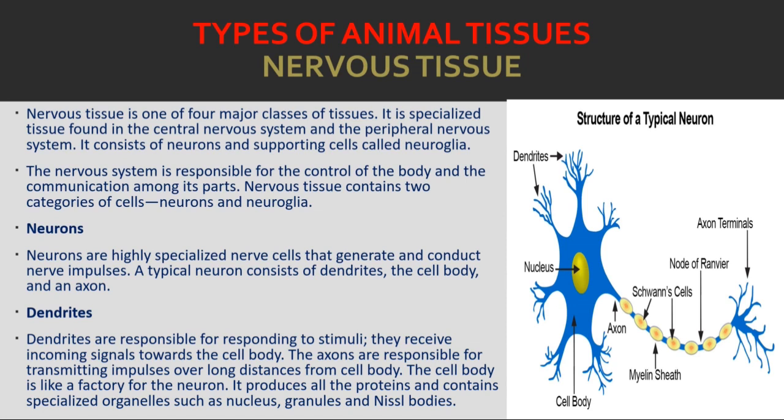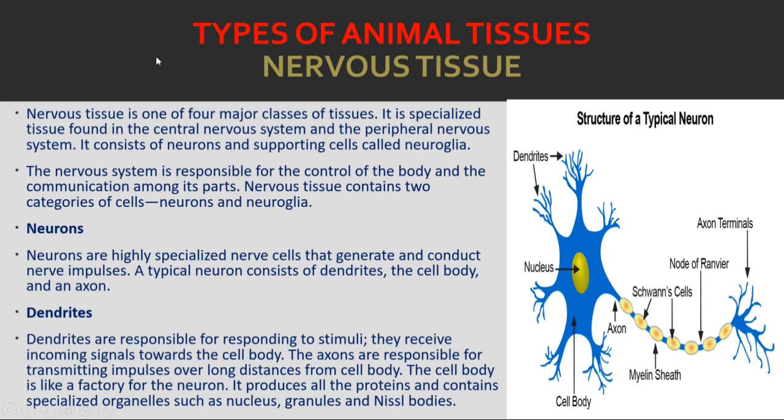So nervous tissue is simply responsible for the control of the body. All kinds of systems and all kinds of tasks being performed, the total control of all the workings of our body, is controlled by this nervous system. Now we have two categories of cells: neurons and neuroglia. Let's discuss neurons.